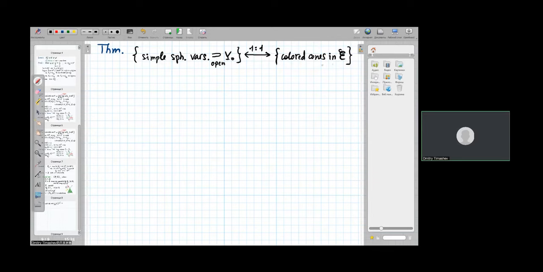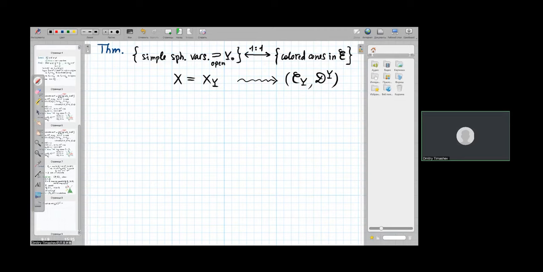The correspondence, of course, is given by associating with the spherical variety X with the closed orbit Y its colored cone, which is the pair C_Y and D over Y. So this correspondence is what we have constructed right before. To each simple spherical variety, we can associate a colored cone. We have to prove two things, that this correspondence is injective. That means that if you are given two different spherical embeddings of one and the same spherical homogeneous space, then the colored cones would be distinct. And we also have to prove the surjectivity, that for any colored cone, there exists a simple spherical variety corresponding to this colored cone.